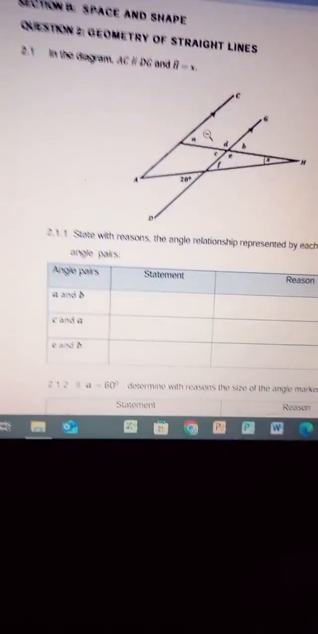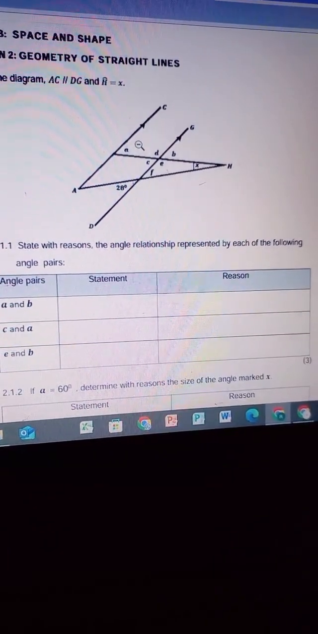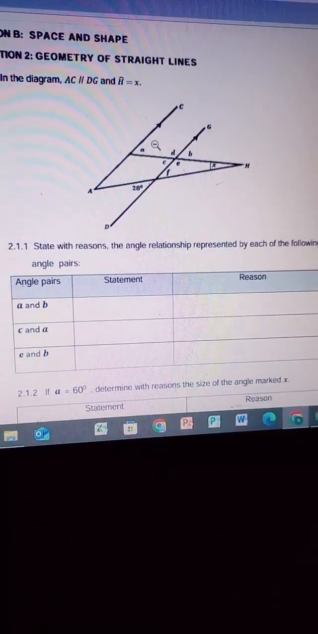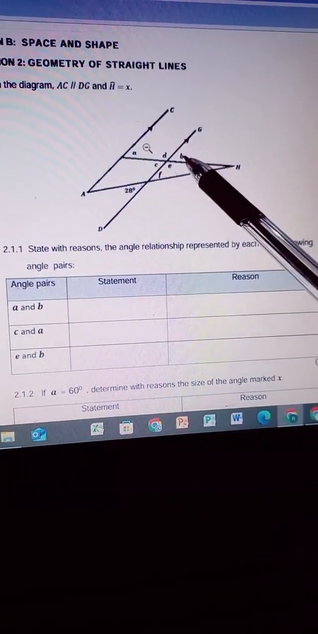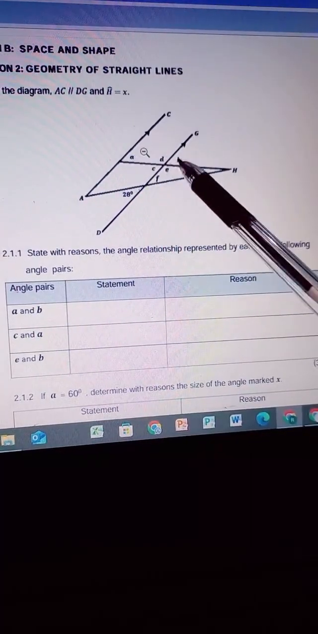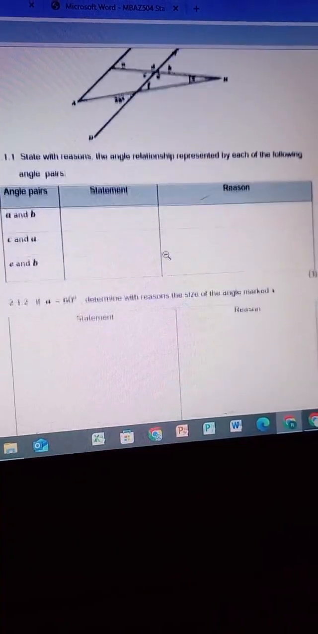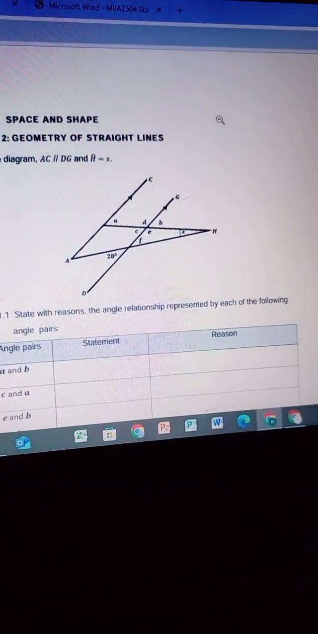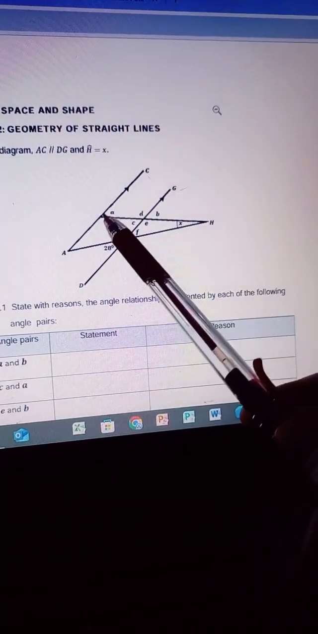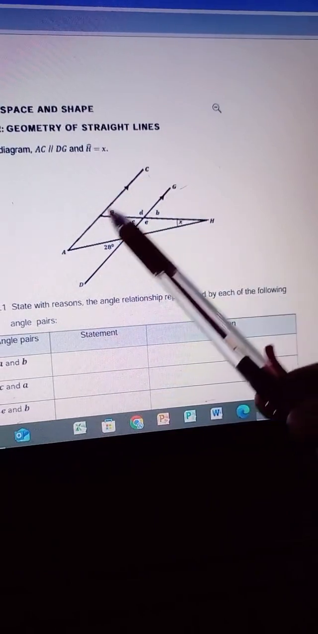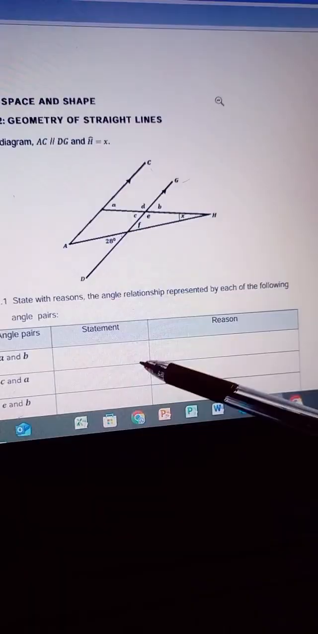Question 2.11. State with reasons the angle relationship represented by each of the following. A and B. The relationship between A and B. So the relationship between A and B is what? Let me remove this guy here. The relationship between A and B, F. F. Corresponding angles. They are equal.